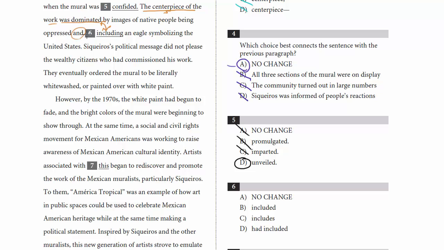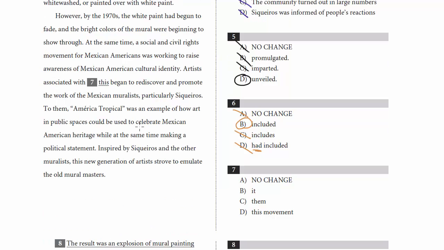And remember, we don't need a comma or any punctuation here when we don't repeat the subject, right? We don't say and the work included. If we did, we would need a comma, but we don't have that in this case. So we just need included because that would be parallel in tense and in form with was dominated. So we like B. C is present tense, not good. Had included adds this unnecessary had. We just need included here. And the original doesn't work because it's not a verb at all. So this one is B.